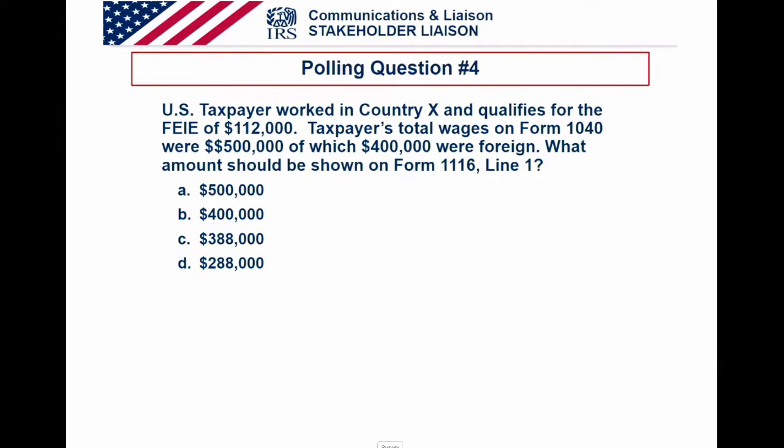Yes, it is. So, audience, we're going to go ahead with our 4th polling question, and it states, a U.S. taxpayer works in country X and qualifies for the FEIE of $112,000, and taxpayers' total wages on Form 1040 were $500,000, of which $400,000 were foreign. What amount should be shown on Form 1116, line 1?